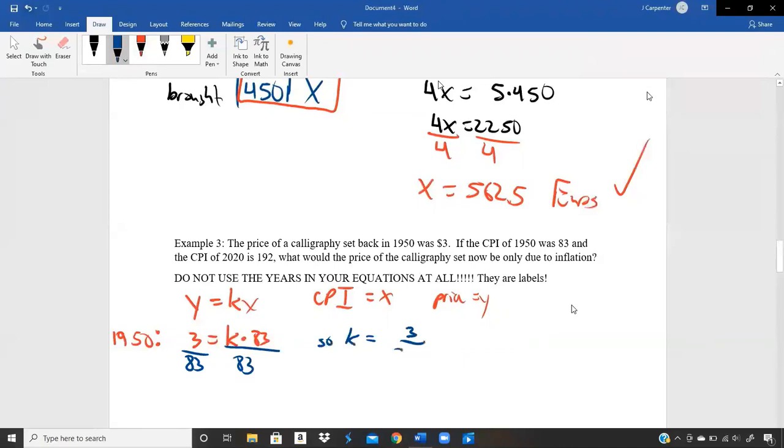K is equal to 3 over 83. There's nothing wrong leaving these as fractions. So our equation, we can now write y equals, instead of kx, 3 over 83 times x.